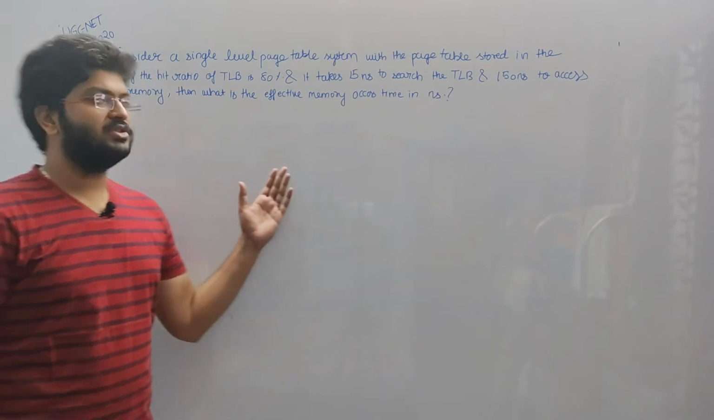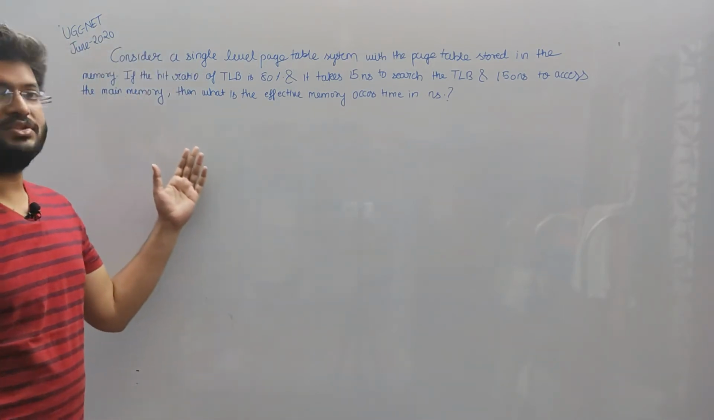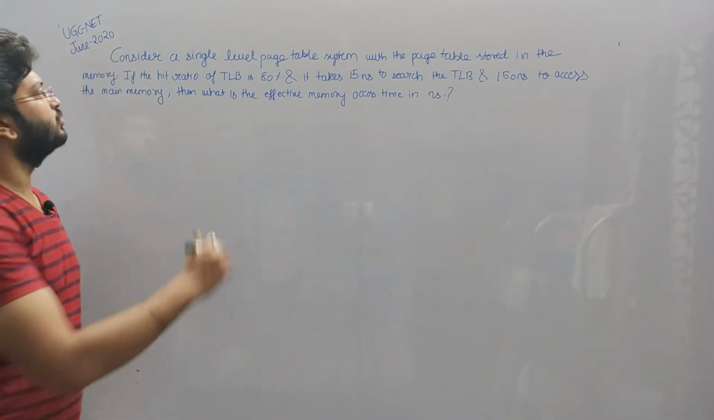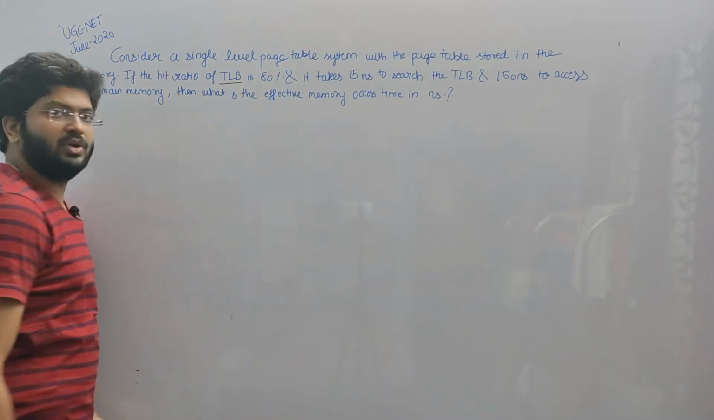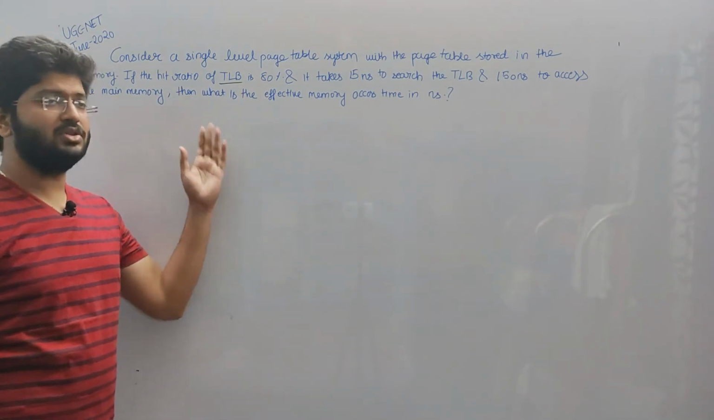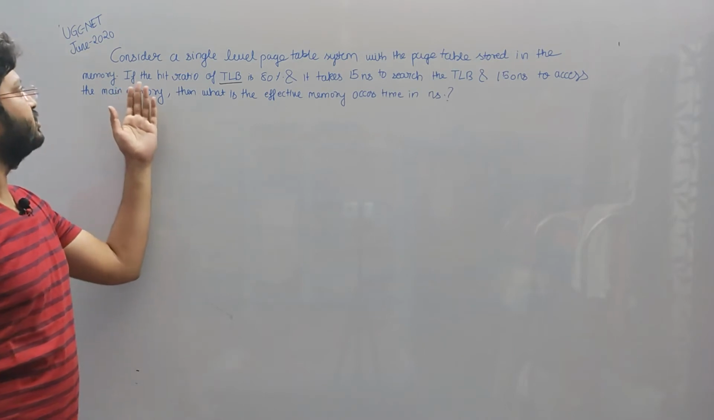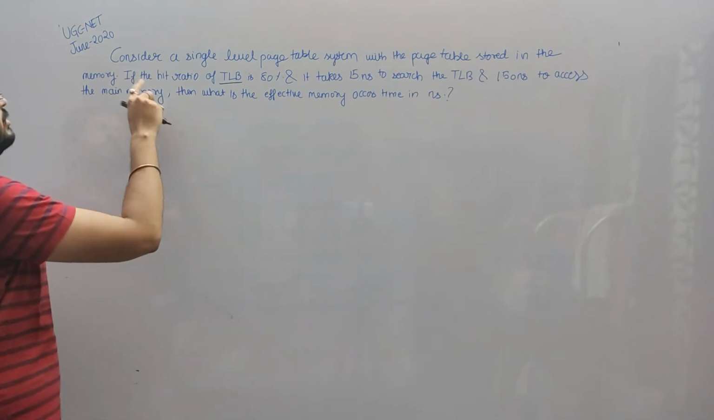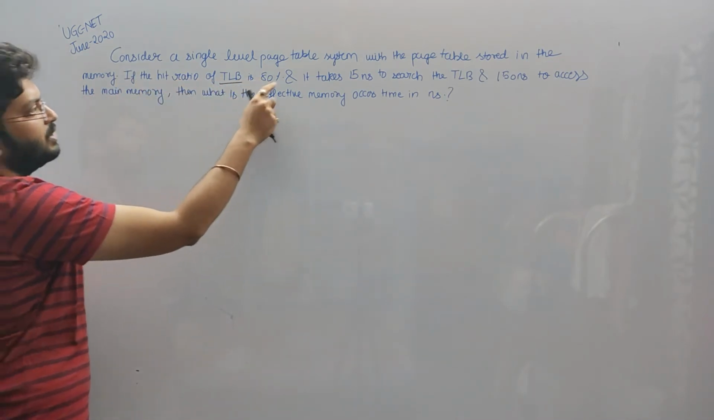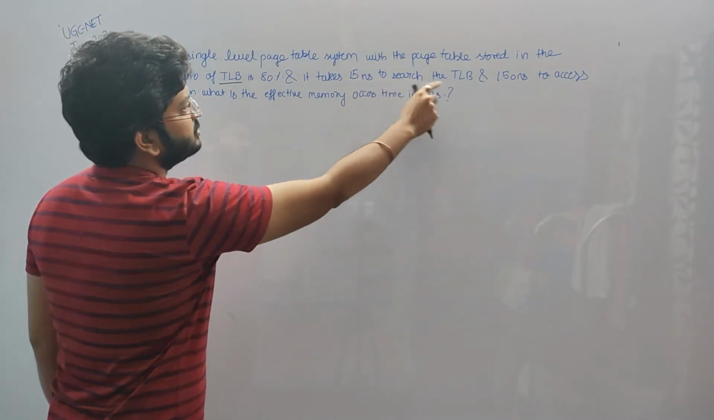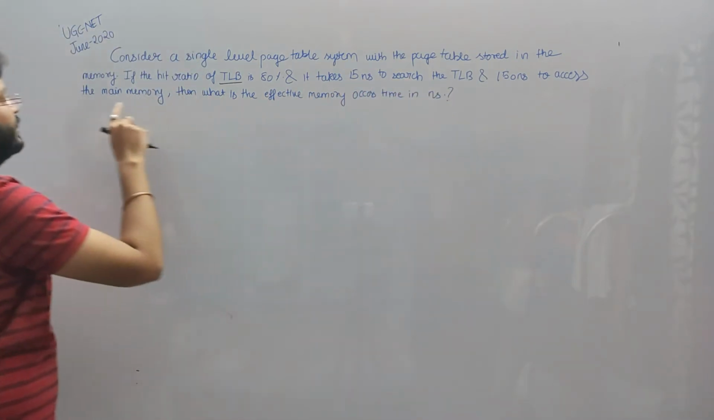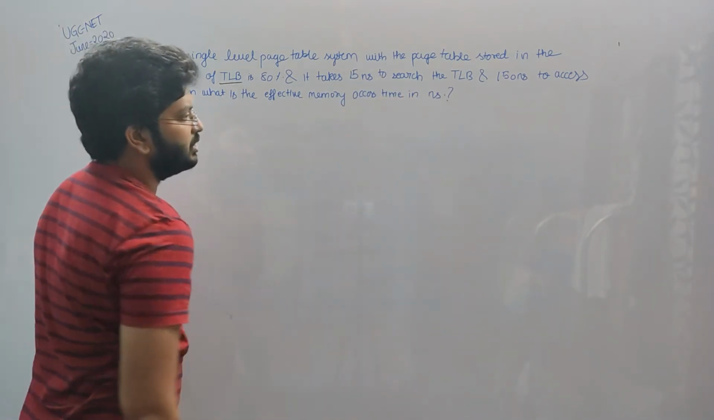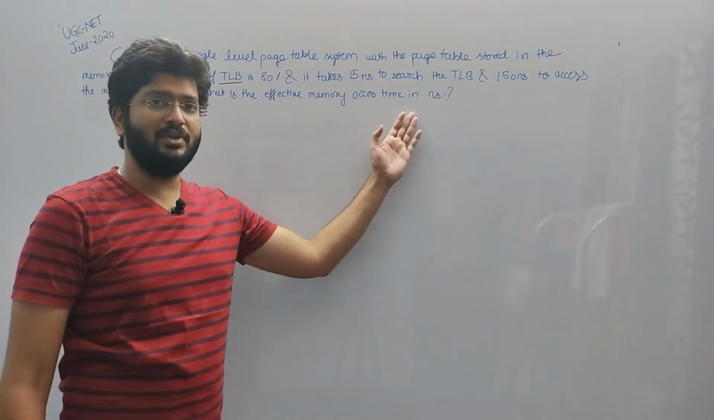In this video, we will be discussing a question on operating system which has been asked in June 2020 of the UGC NET exam. This question is based on translation look aside buffer. Now let's see the question. Consider a single level page table system with the page table stored in the memory. If the hit ratio of the TLB is 80% and it takes 15 nanoseconds to search the TLB and 150 nanoseconds to access the main memory, then what is the effective memory access time in nanoseconds?